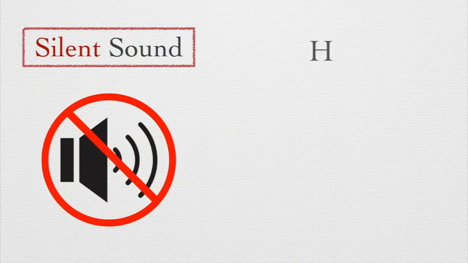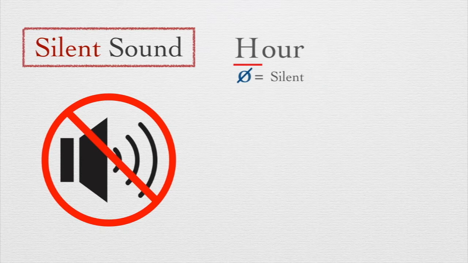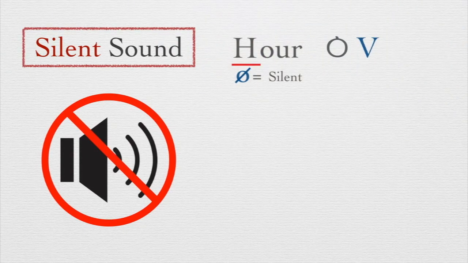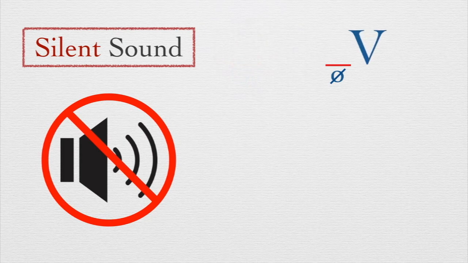A silent sound like the letter H in the English word hour means the letter doesn't make any sound. In Korean, when the consonant 이응 appears at the beginning of a syllable, it becomes a silent sound. As a result, you can just skip the 이응 sound and read the vowel you see next to the 이응.